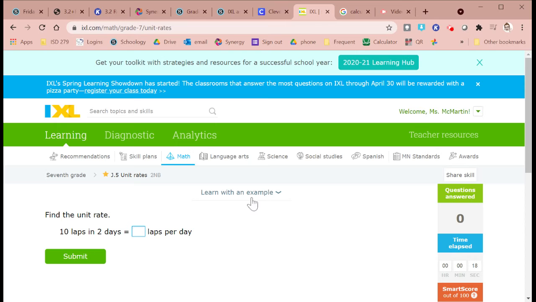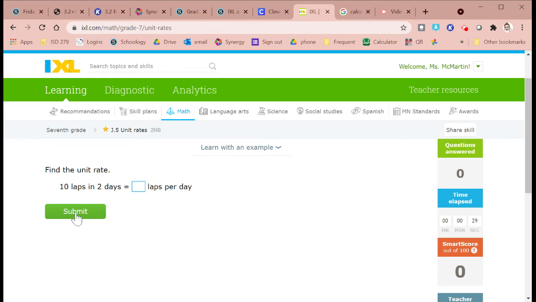All right, this is the video for your iXL for this week, J5 and K.1. You're going to be looking at how to find unit rates in J5, and so you get problems like this, 10 laps in 2 days. It asks you to find how many laps per day, so we just take 10 laps divided by 2 days, and we should get 5 laps per day.